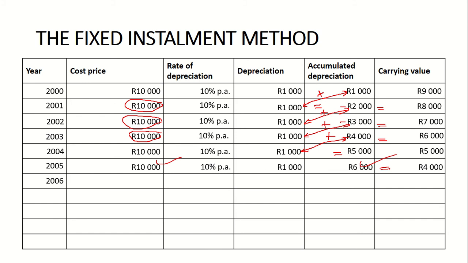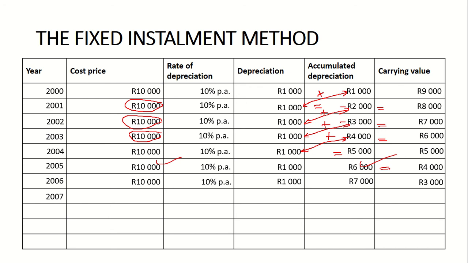2006, the cost price is still the same, it's still 10,000. Depreciation rate is 10%. 10,000 times 10% is 1,000. 1,000 plus 6,000 is 7,000. That will be your accumulated depreciation. Your carrying value will be 10,000 minus 7,000, which is 3,000 rand.